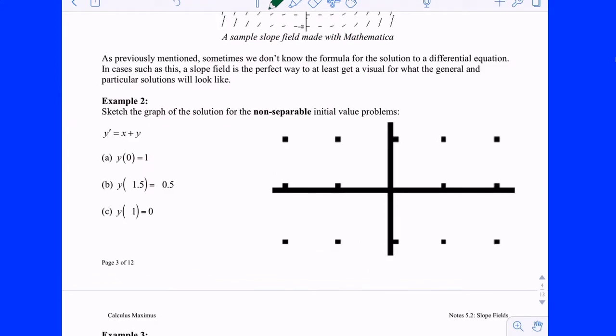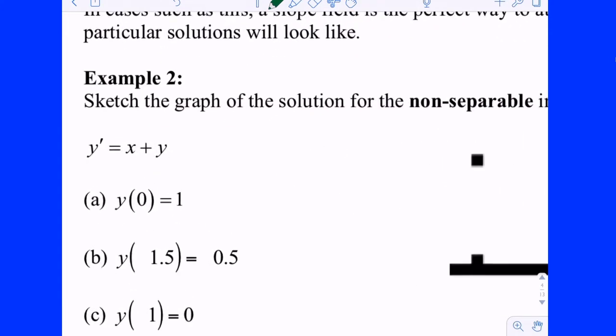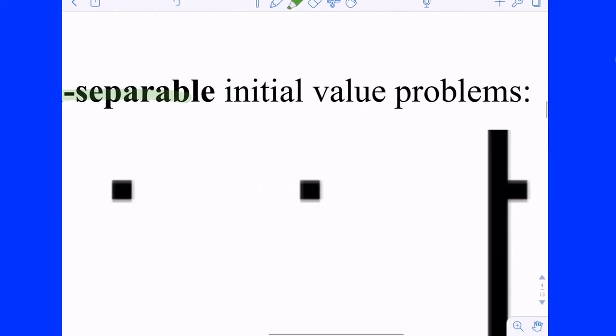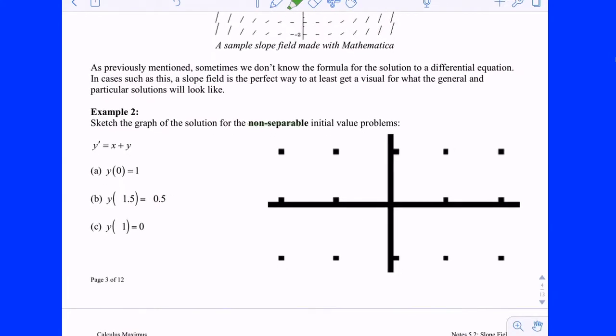All right, let's try this one here. Example 2. Sketch the graph of the solution for the non-separable initial value problem. Now, if it's a non-separable differential equation, guess what that means? We are not going to be able to separate the variables, which means we are not going to be able to solve it. We are not going to be able to get y equals. But does that mean that we're not going to know what the general solutions look like?